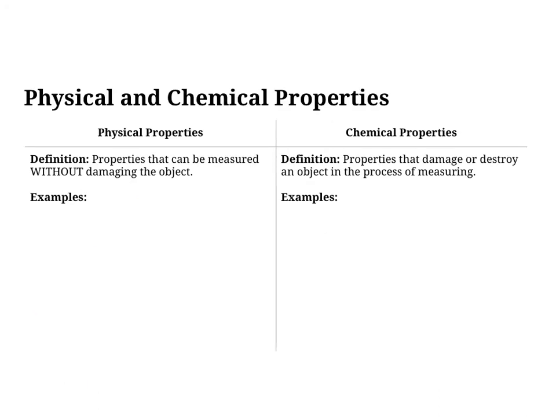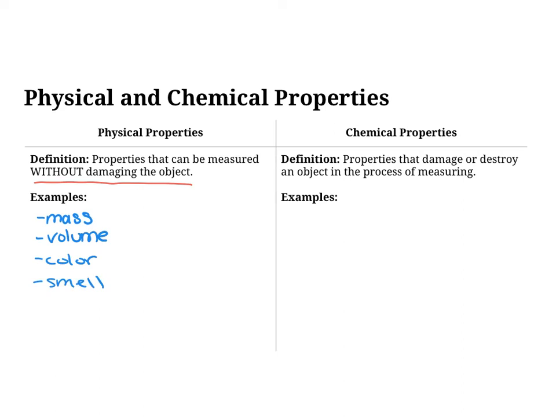Next, we're going to talk a little about physical and chemical properties. So physical properties are any property of a piece of matter that can be measured without damaging the object. So things that we can observe that can be measured without damaging the object. So some examples could be mass. We can weigh the mass without damaging the object. You just put it on the scale. Volume. You've measured several volumes at this point without damaging anything. Color.